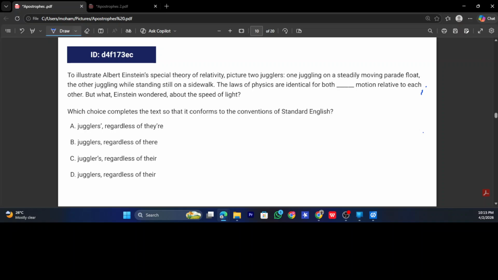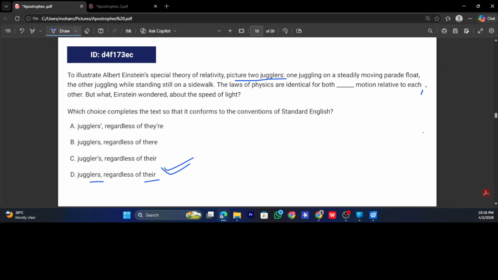Okay, feature two, jailers. It is plural, so you need a plural. Just choose D. Jailers means plural, and they are also plural. Choose A is it is correct.